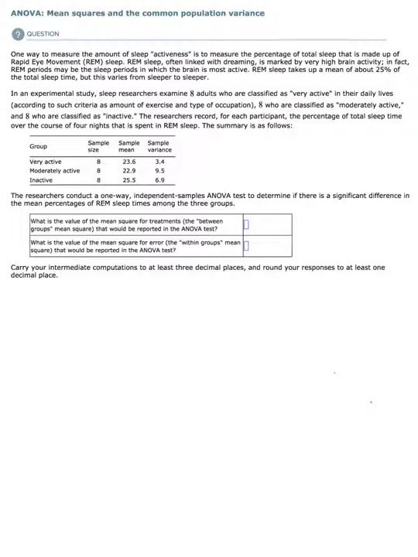The researchers conduct a one-way independent samples ANOVA test to determine if there is a significant difference in the mean percentages of REM sleep times among the 3 groups. We have 2 questions to answer. The first question: what is the value of the mean square for treatments, the between groups mean square, that would be reported in the ANOVA test? Second question: what is the value of the mean square for error, the within groups mean square, that would be reported in the ANOVA test? Carry your intermediate computations to at least 3 decimal places and round your responses to at least 1 decimal place.